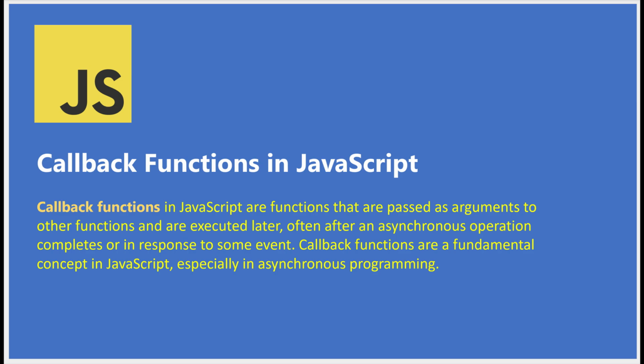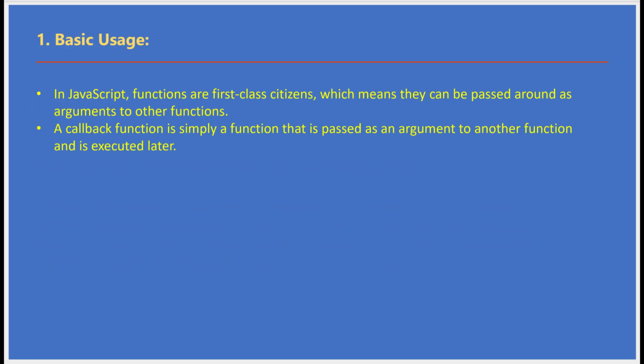To start, it's important to know that in JavaScript, functions are first-class citizens. This means they can be passed around as arguments to other functions. A callback function, then, is a function that is passed as an argument to another function and is executed later.